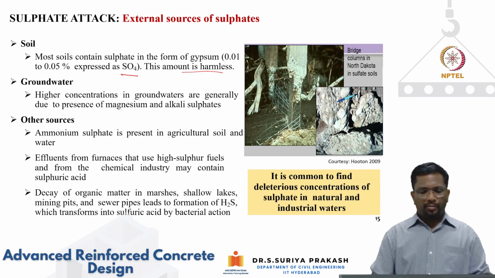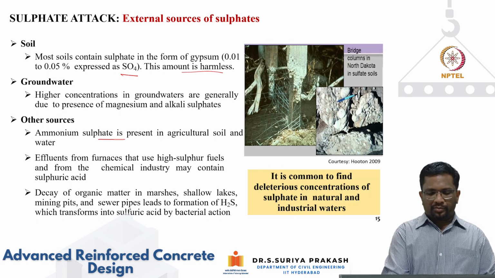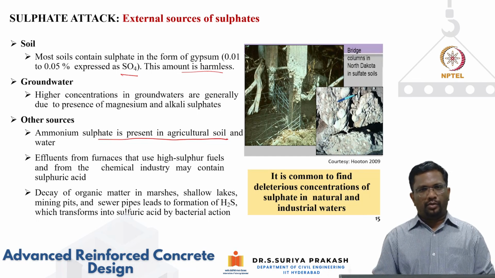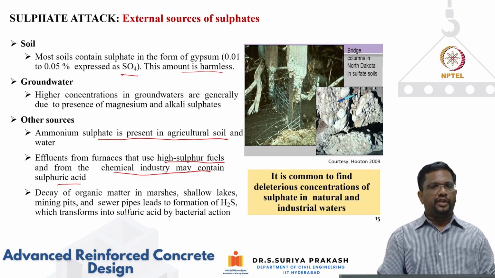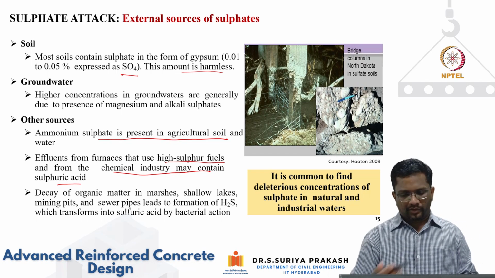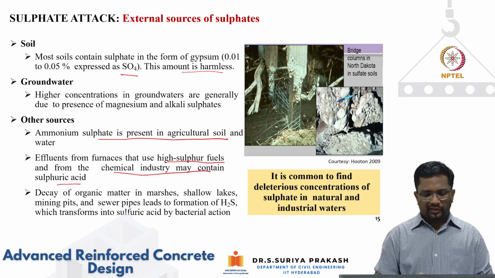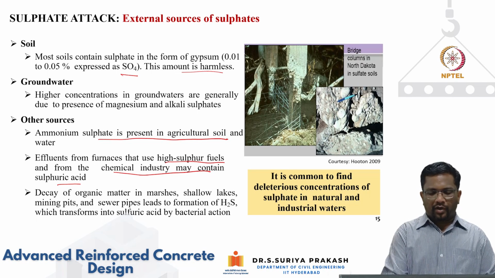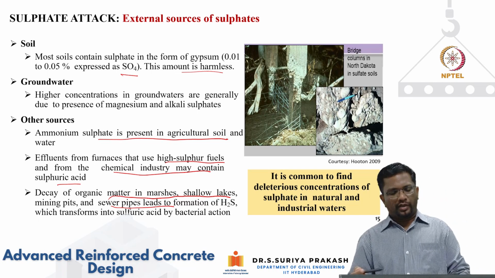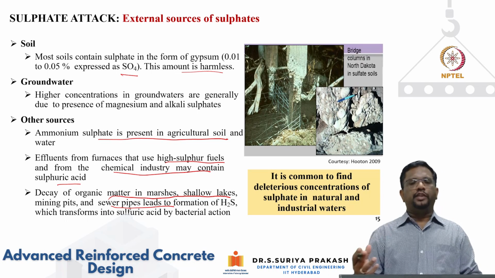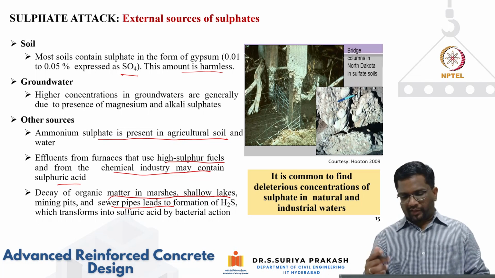And other sources can be ammonia sulfate, which is usually present in agricultural soil because we use ammonia as a fertilizer. Effluent from furnaces that use high sulfur fuels and from the chemical industry can also contain sulfuric acid, which will again be a source of external sulfate. Sometimes decay of organic matter in marshes, shallow lakes, mining pits, and sewer pipes leads to the formation of hydrogen sulfide, which again transforms into sulfuric acid by bacterial action.